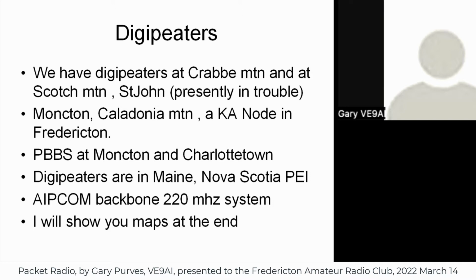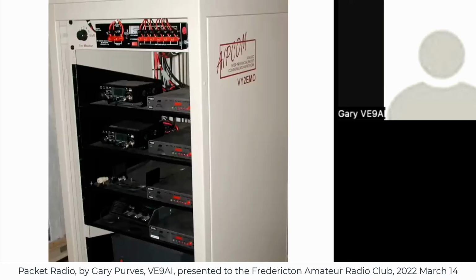This is a typical AIPCOM cabinet. Like I said, these were put in at Crabbe Mountain, Scotch Mountain, Spruce Lake in St. John, and Caledonia Mountain here in the province. So the backbone system works on 220 meg. There are several nodes. You can log in on VHF, and then you can go out.